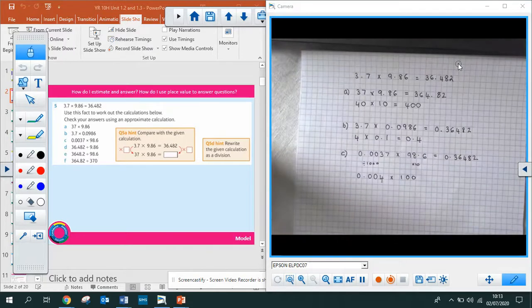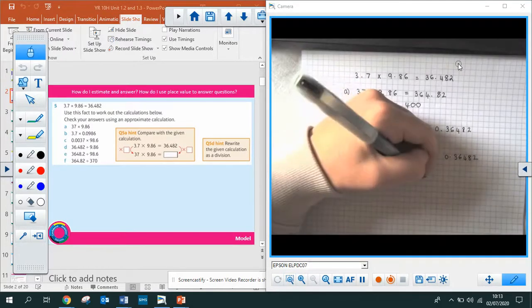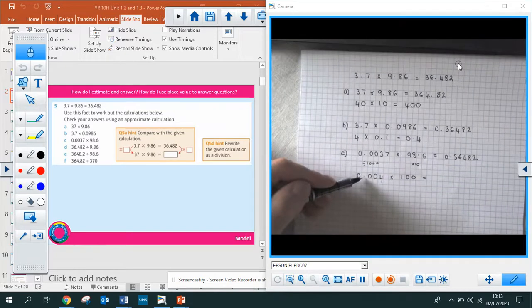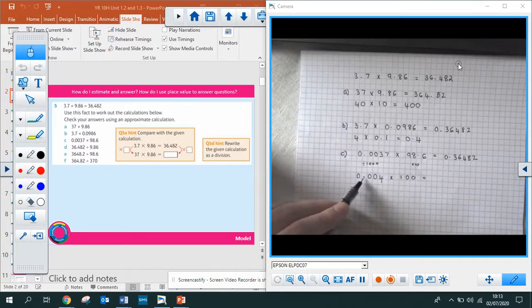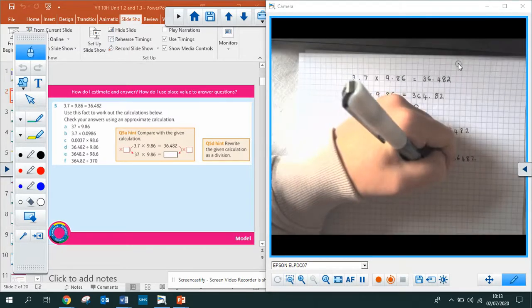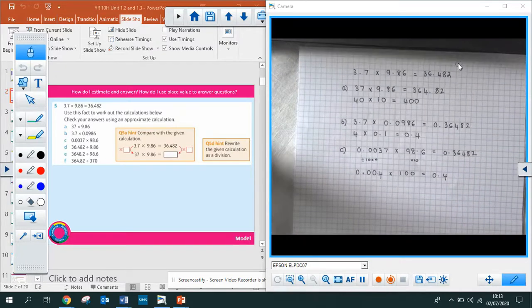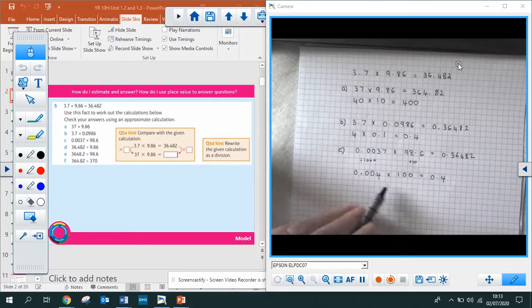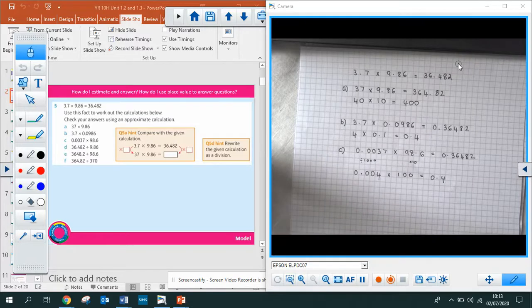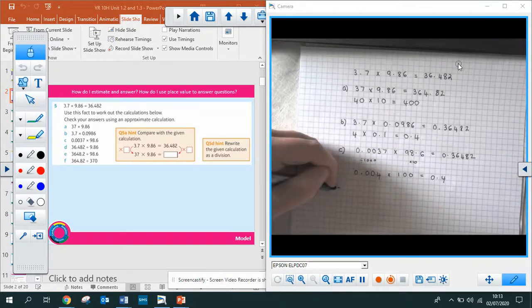Okay? So 0.004 multiplied by 100. When I multiply a decimal by 100, I move my decimal 2 places to the right. So 1, 2, so my answer should be approximately 0.4, which it is. It's almost 0.4, okay? It's less than 0.4 because I've rounded each of these up, but it's approximately 0.4.